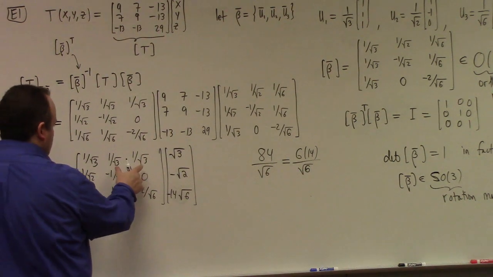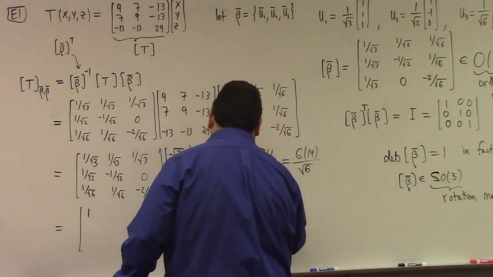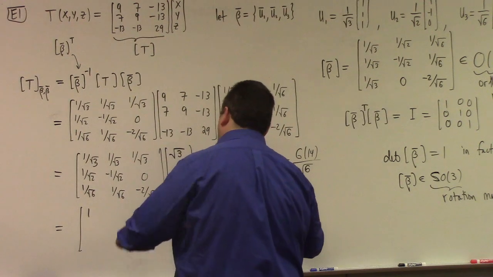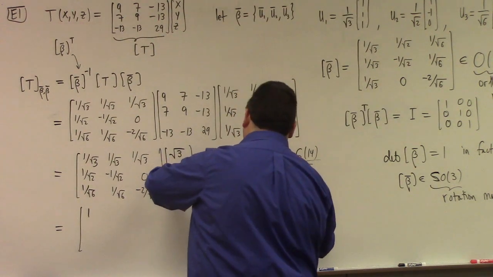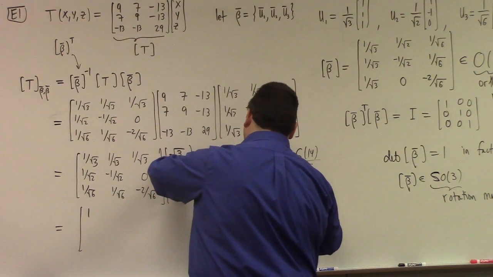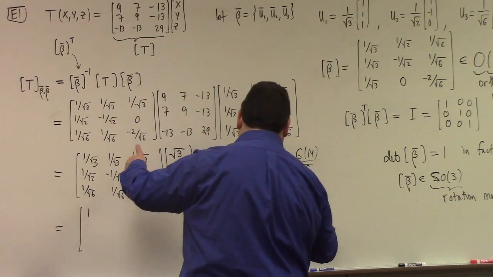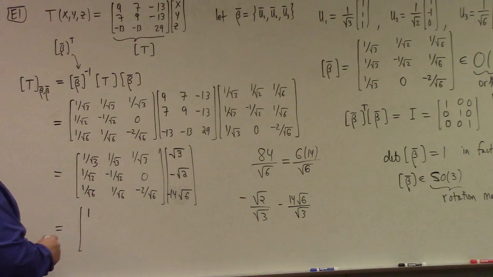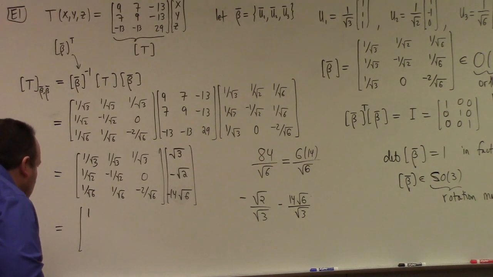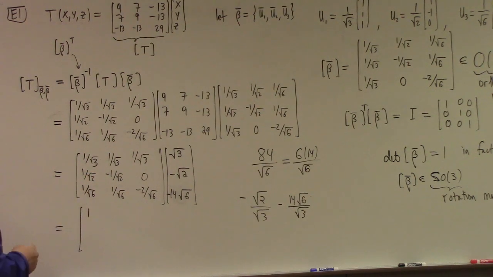Oh, did these cancel? Is minus root 2 over root 3 minus 14 root 6? Oh, they can't cancel. They're both negative. But that does... drat. I can't see my way through it. I'm sorry, guys.